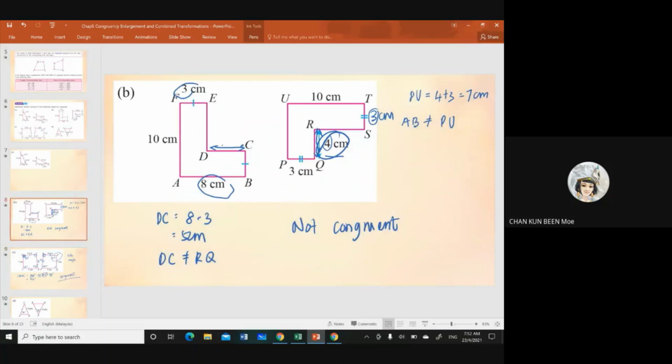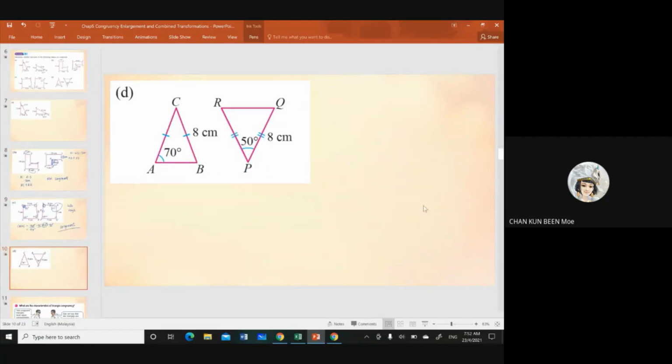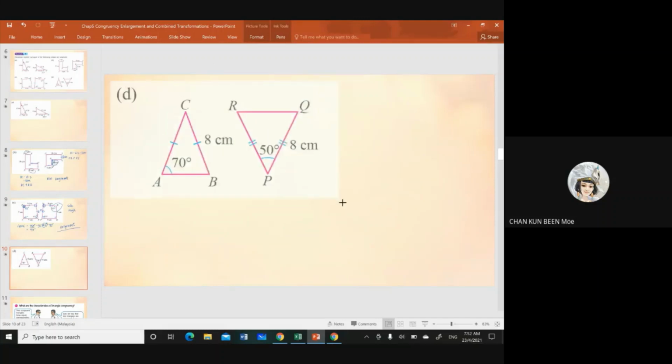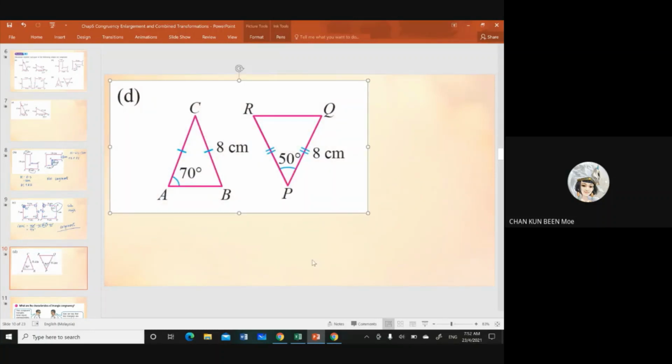Okay, so we look at the next one. Same thing over here. We need to identify whether they are congruent or not. First, we are going to identify the sides. We have diagram A, B, C here, and then we have P, Q, R on the right. We are going to find out the sides first. You see the side given for AC is equal to 8. So this is 8. Whereas the side for PR over here is also the same as PQ, which is also 8. The only thing that we can't find out is over here.